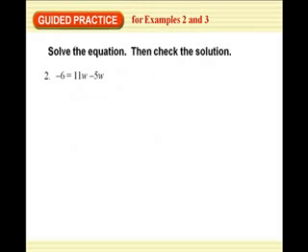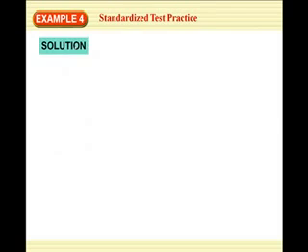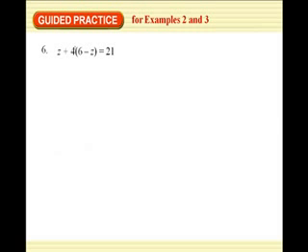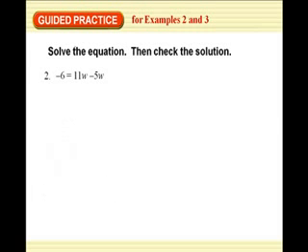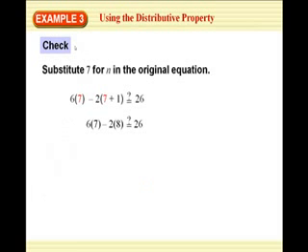All right, example number 3. Or no, I'm sorry, we got some guided practice. It says for examples 2 and 3. Let's see. We need to get, sorry, that's kind of bad. Let me get over here to example 3. Well, it looks like we left out example 3. Wait, that was example 3. Sorry, guys. So let's do the guided practice now.